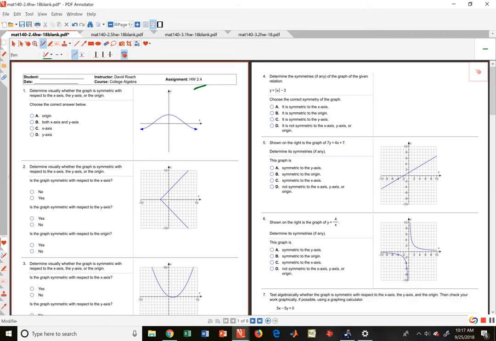So this is just, a little bit of it is just visual. We're looking for symmetry about an axis. In this case it says, determine visually whether the graph is symmetric with respect to the x-axis, y-axis, or the origin. And so this is something you can kind of eyeball. So there's the mirror, and you want to make sure that a point that's over here is also in the mirror reflection across. So this is symmetric about the y-axis because there are points on both sides of the axis.